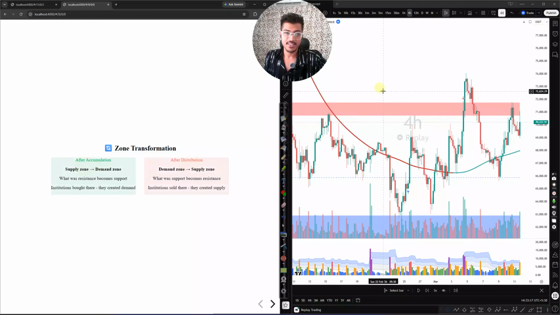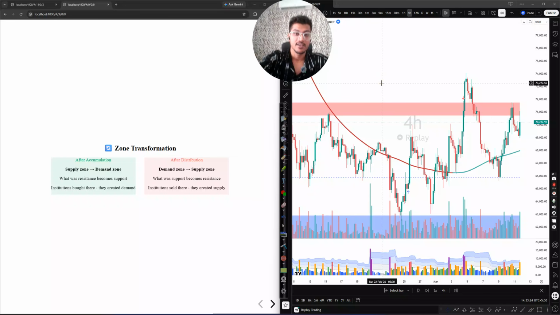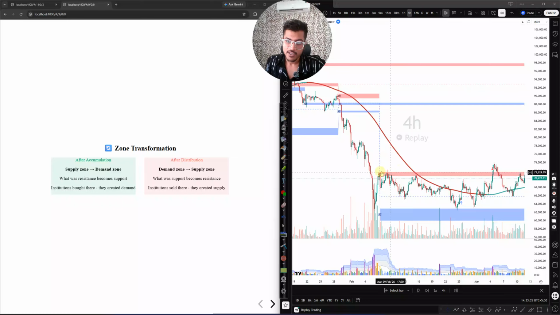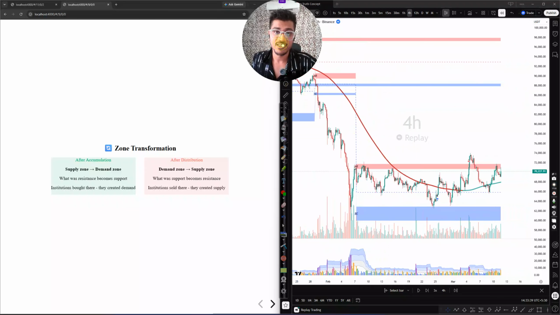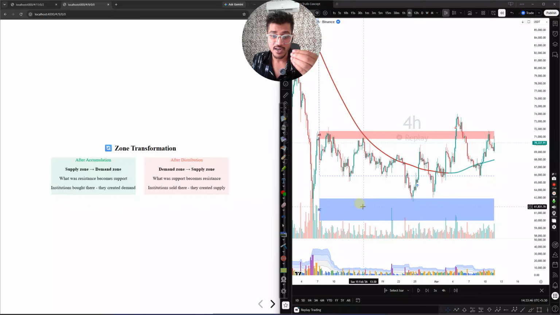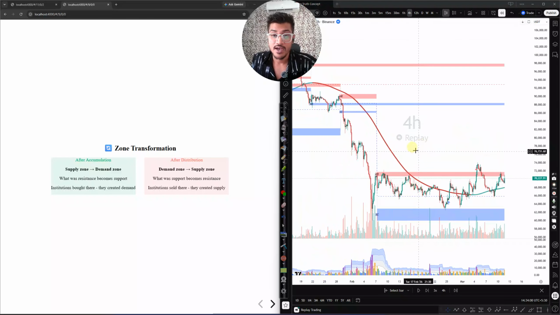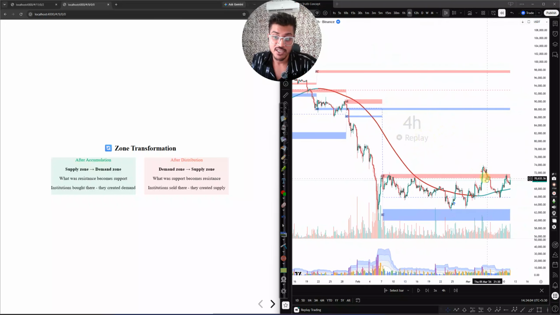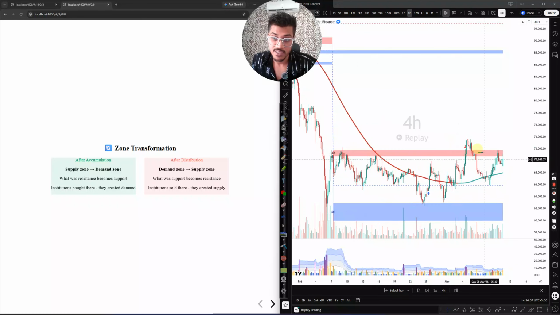Zone transformation happens when, after accumulation, a supply zone becomes a demand zone. What was resistance becomes support. Institutions bought there, so they created that demand. A very simple thing to understand is that whenever you see a blue shaded area in the chart, that means an institutional buying line, or as I like to call it, the institutional buyers' floor. The red line is just institutional sellers. You see selling coming there.